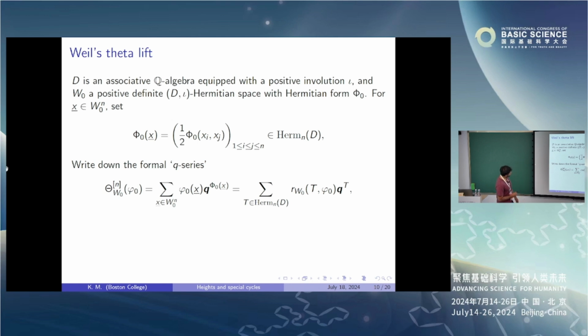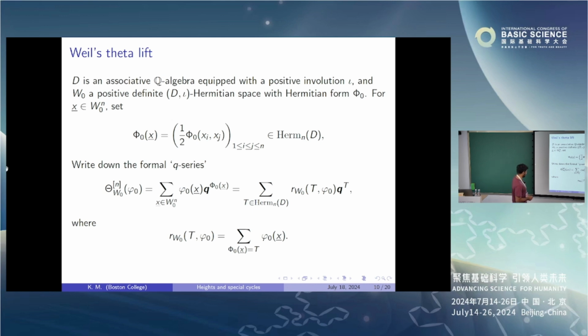Now, if you have any n-tuple, you can define what's called the moment matrix, which looks like that. It's a Hermitian matrix with respect to that involution. And then you can write down this formal q-series where, if you collect the terms together, you get the representation number, weighted by this Schwartz function.